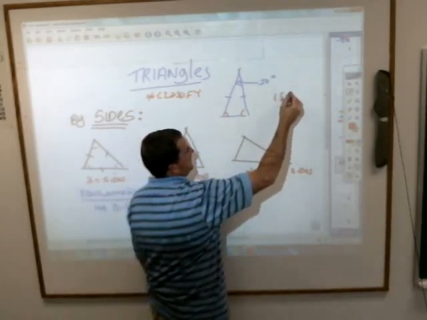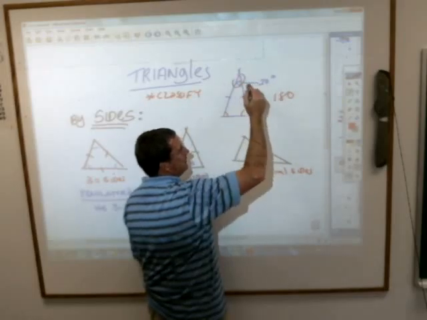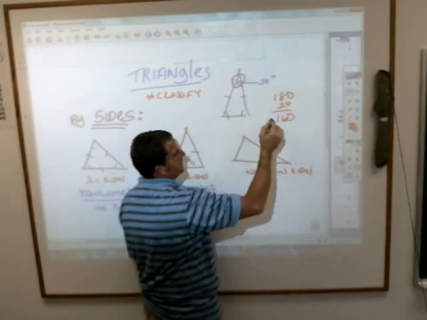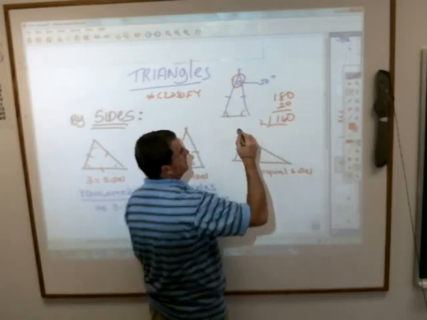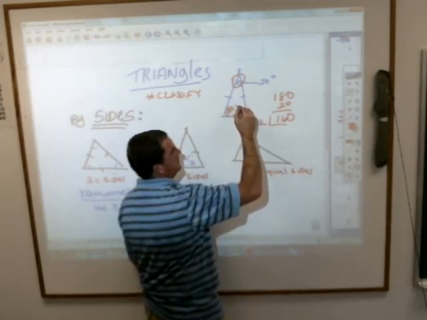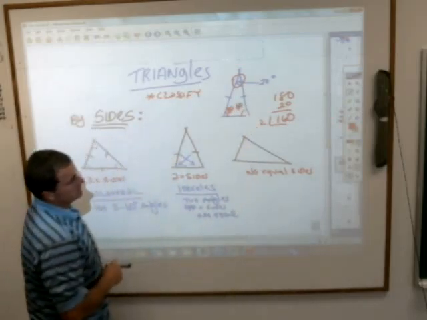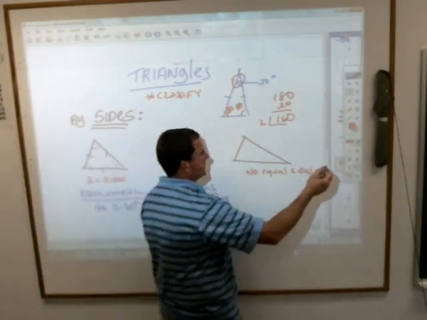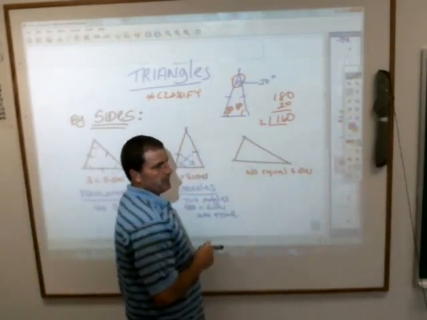We know that there's 180 total degrees in a triangle. 20 of them are right there, so you're left with 160 degrees. Both of those have to be equal, so you have to cut it exactly in half, and each one would have to be 80 degrees. So you have to be a little Sherlock Holmes. And then the no equal side one shouldn't be too bad.